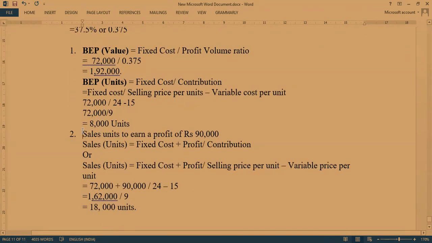And later in the question, they have given that we have to find the sales units if we want to earn a profit of rupees 90,000. With the help of available information, these are the suitable formulas where you can find a solution, and we got a solution. Is it clear? I hope you have understood all the concepts.